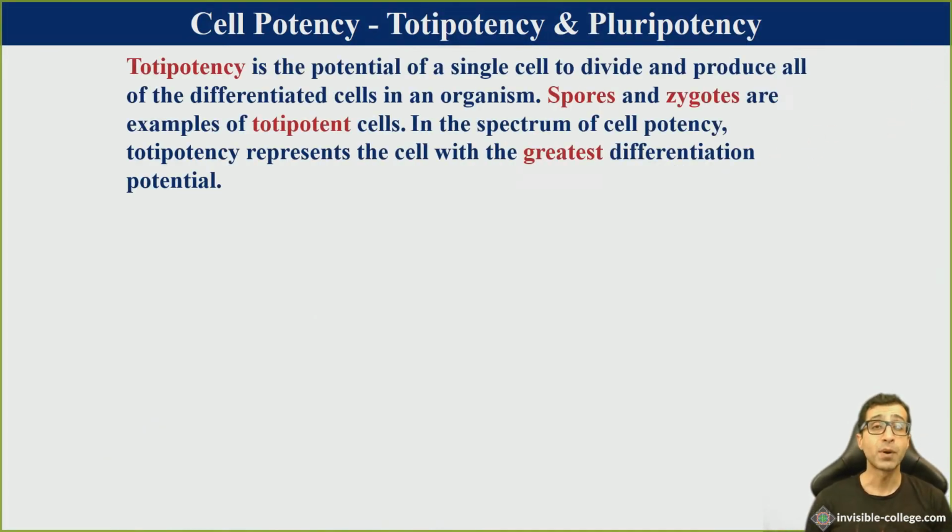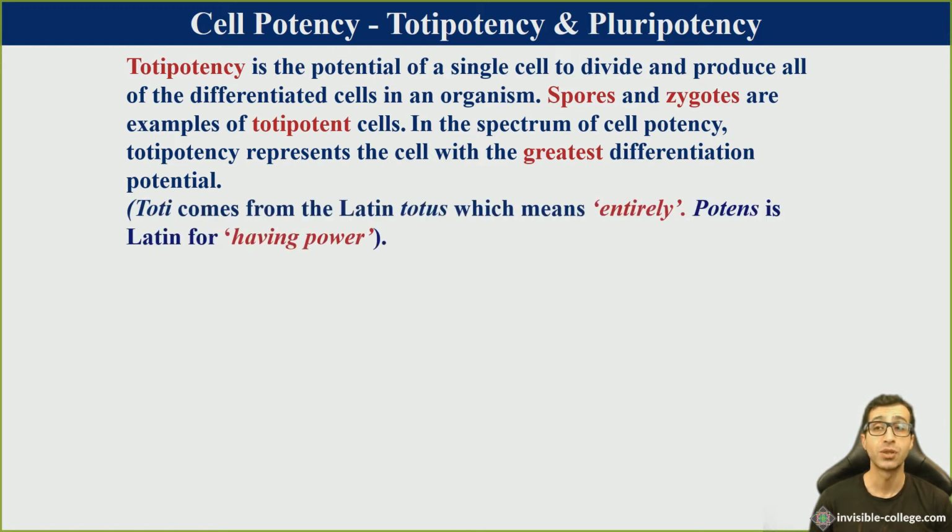So again, totipotency is the potential of a single cell to divide and produce all of the different types of differentiated cells in an organism. Now, spores and zygotes are examples of totipotent cells. In the spectrum of cell potency that we saw before, totipotency again represents the cell with the greatest differentiation potential, and again toti comes from the Latin totus, which means entirely, and potens comes from the Latin for having power. So totipotent means having the maximum differentiating power.